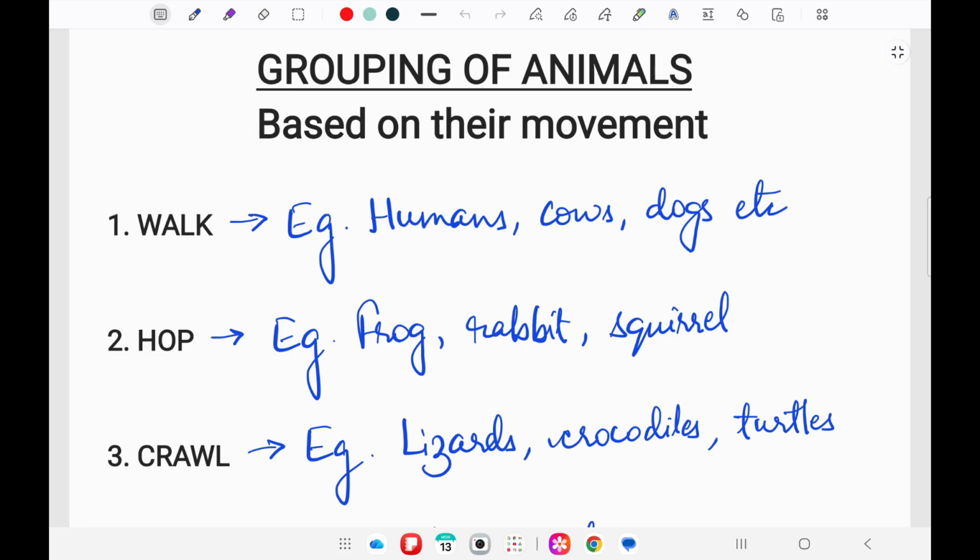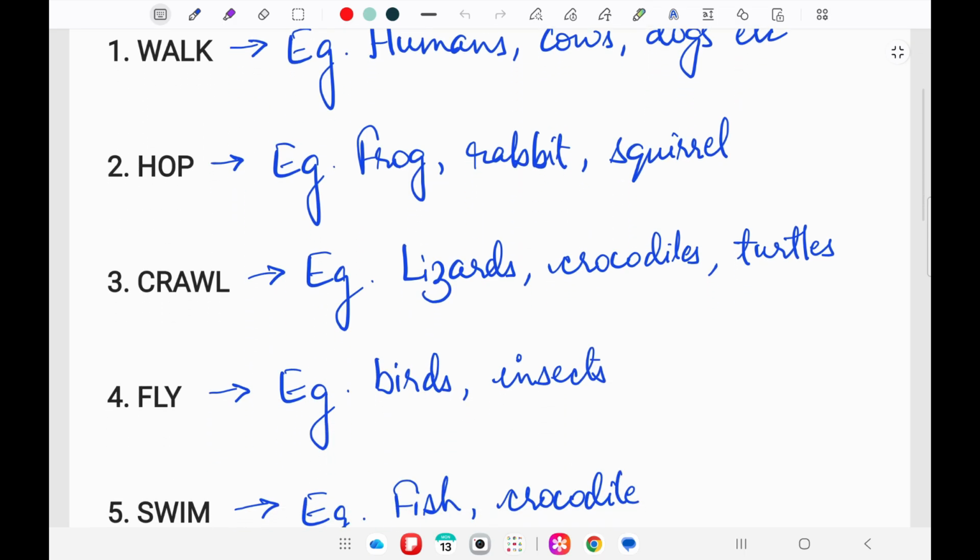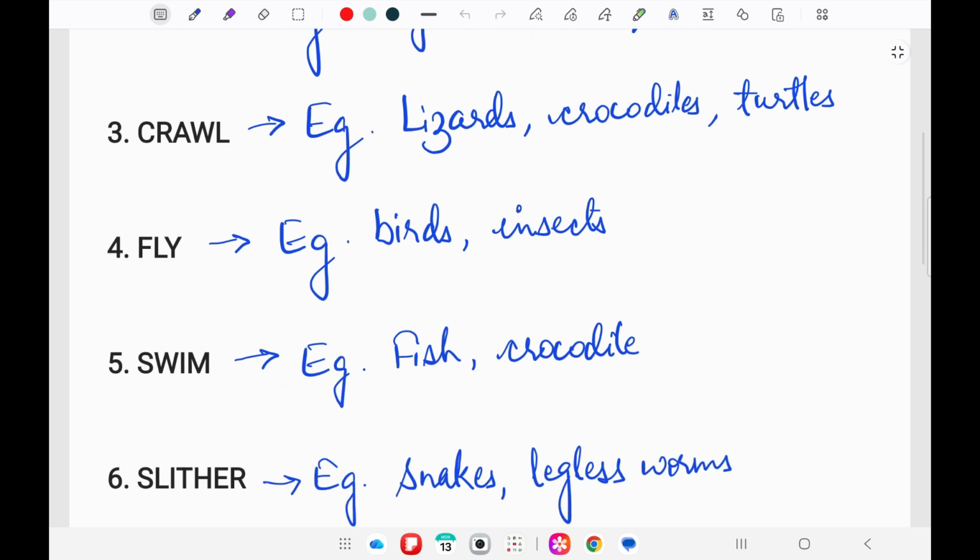We also group the animals based on their movement. The animals that walk are humans, cows, dogs, etc. The animals that hop are frogs, rabbits, squirrels. Those animals which crawl are lizards, crocodiles, turtles, etc. Animals that fly are birds and insects.